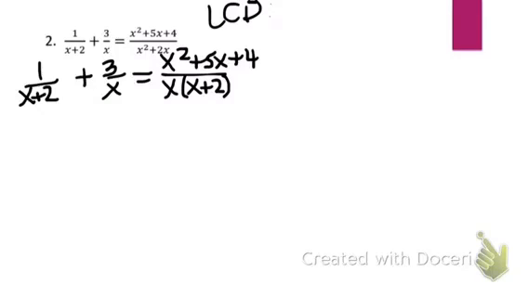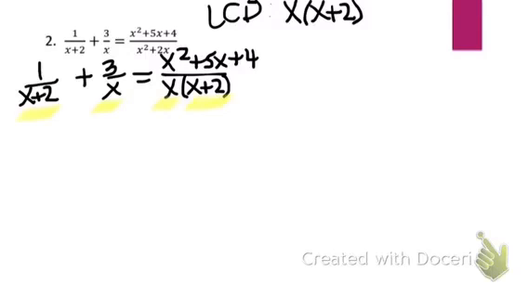So looking at these denominators, they have a couple of things in common, and that's our job, to see which one is our least. If you notice, this one and this one both have an x. So definitely x has to be part of my LCD. Also, we've got an x plus 2 and an x plus 2. Those are all that they have in common, so that has to be my LCD.